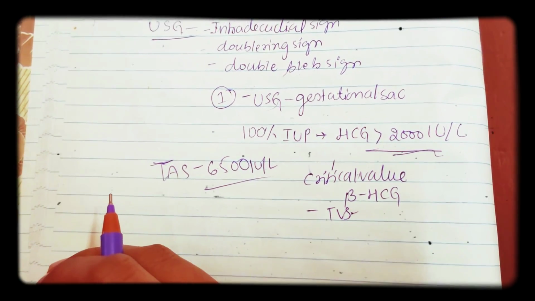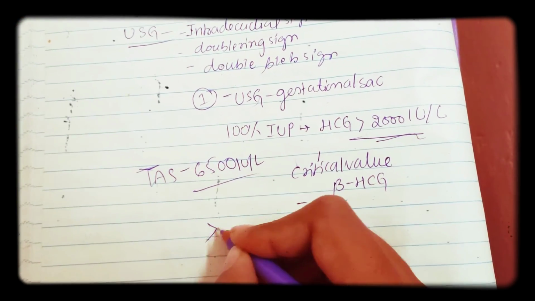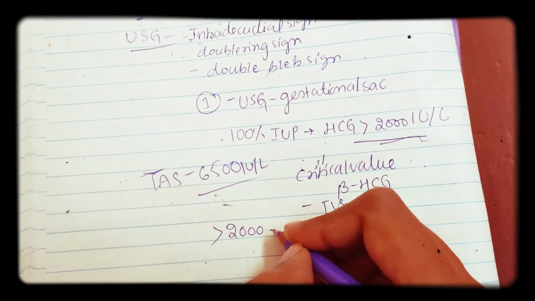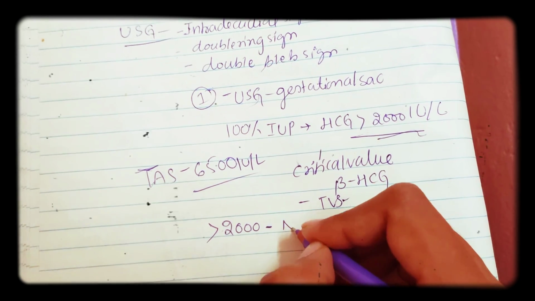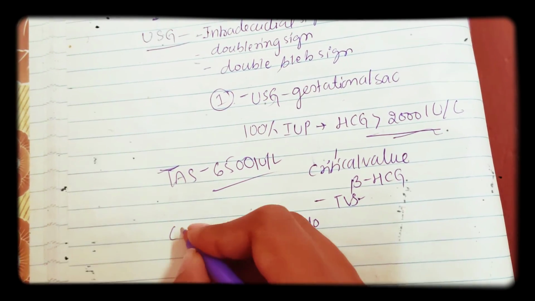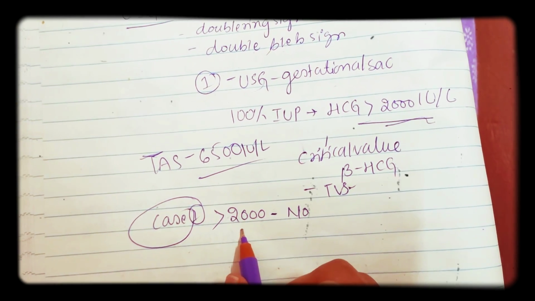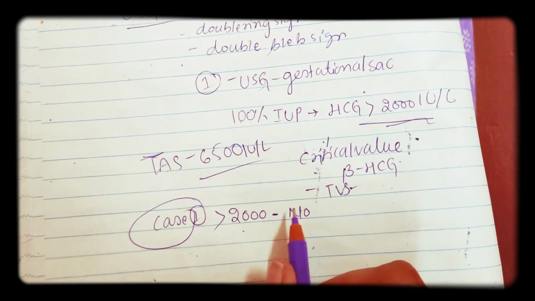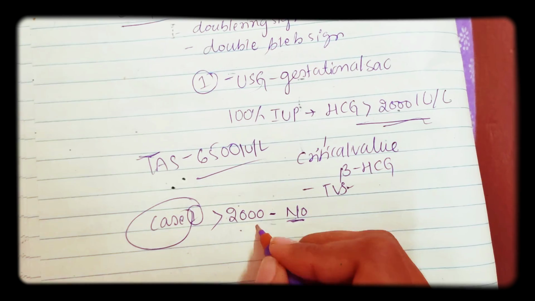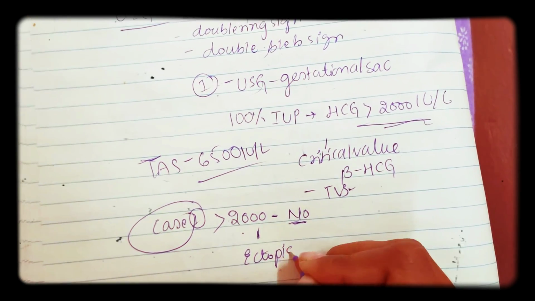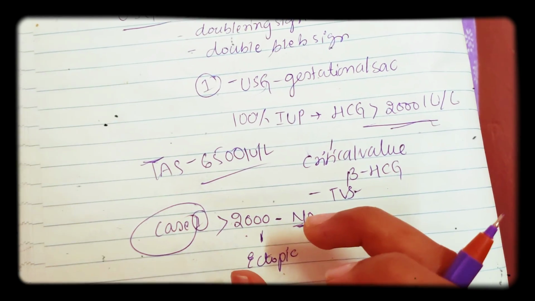So for example, if HCG value is greater than 2000 and there is no gestational sac. For example, let us take case 1. Here in that patient you have 2000 of beta HCG, but there is no gestational sac. Then this is an ectopic pregnancy. There is pregnancy, but it is somewhere around. It is not in the uterine cavity.